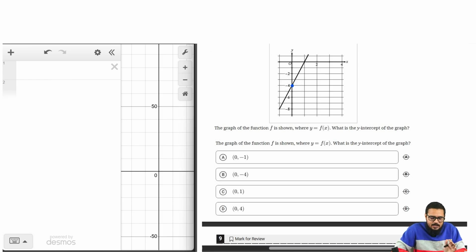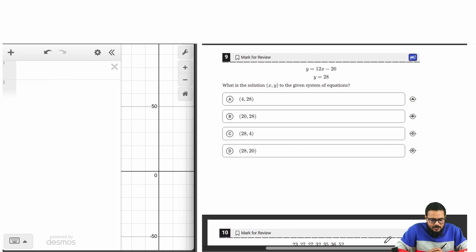This number y is minus 4 and the value of x has to be 0 at this point, because at all the y-intercepts, not just for linear functions, but for any graph in the world, the value of x will always be 0 at the y-intercept. So I'm going to say that my x value is 0 and my y value is minus 4, and therefore my coordinate would be 0, minus 4. That's mentioned in answer option B.